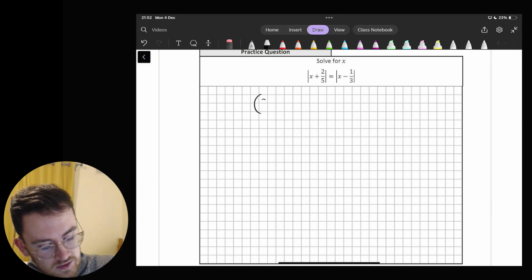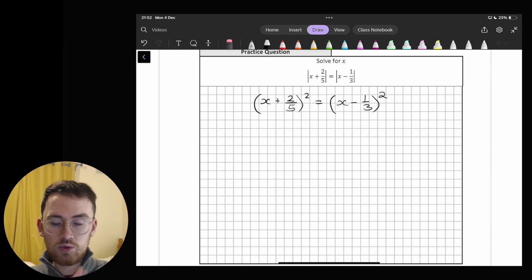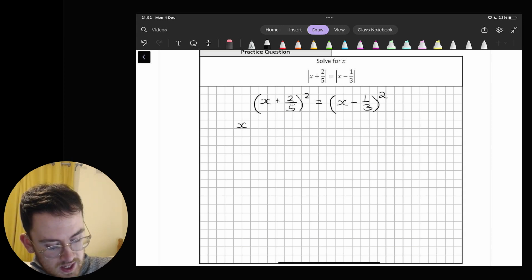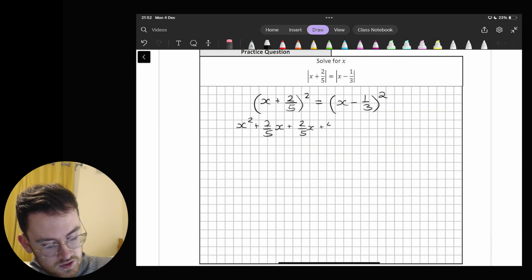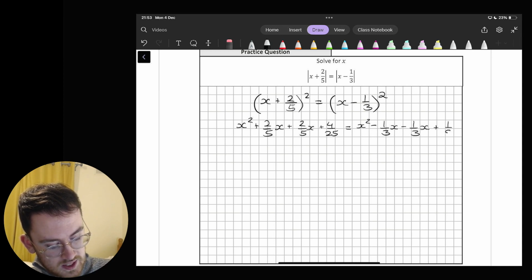So when we have two modulus, we're just going to have to square both sides. We can't do the other method of taking the positive and the negative part because both sides have a modulus. So we get x squared plus 2 over 5x plus 2 over 5x plus 4 over 25 equals x squared minus 1 over 3x minus 1 over 3x plus 1 over 9.